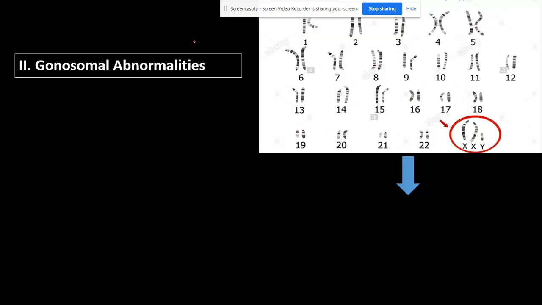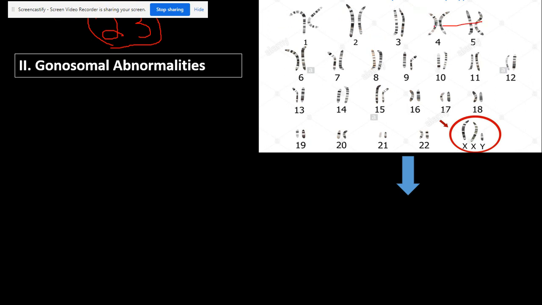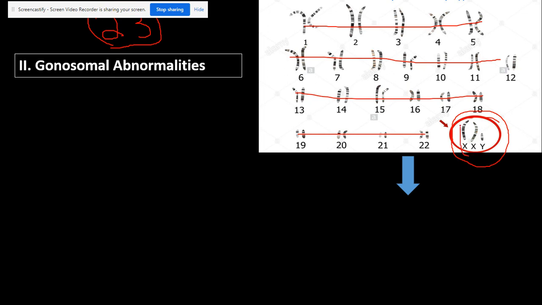Now moving to the gonosomal abnormalities. When I say gonosomal abnormality, it means that the abnormality is on pair 23, which contains the sex chromosomes. If you have a look here, you're going to see that all of the autosomes are normal, normal, normal, normal, and the abnormality is here on the last pair. On the last pair, I have an extra sex chromosome, which is X.